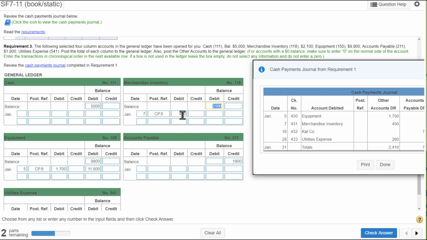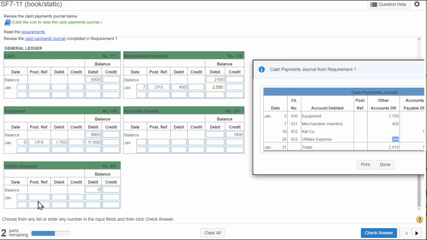So we had a 2100 debit. We debited it 450 more. So our new balance is 2,550. So we've done the 450. Now we work our way down to the 260 utility expense on the 28th.